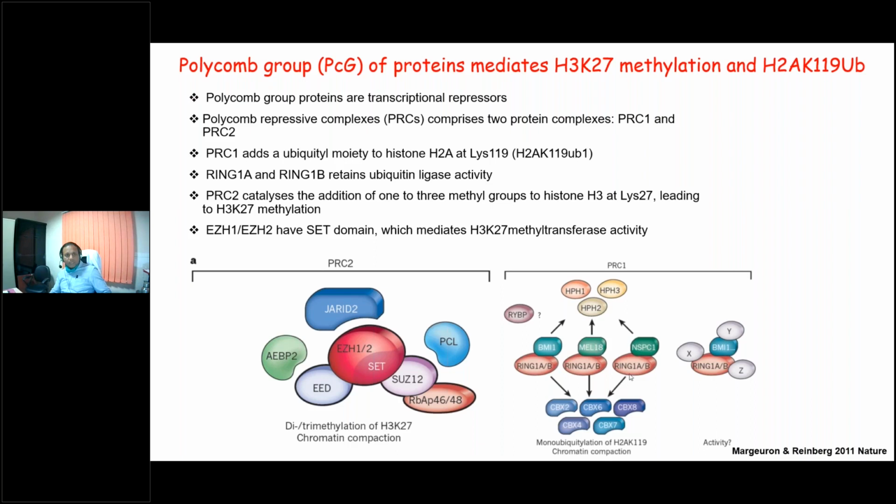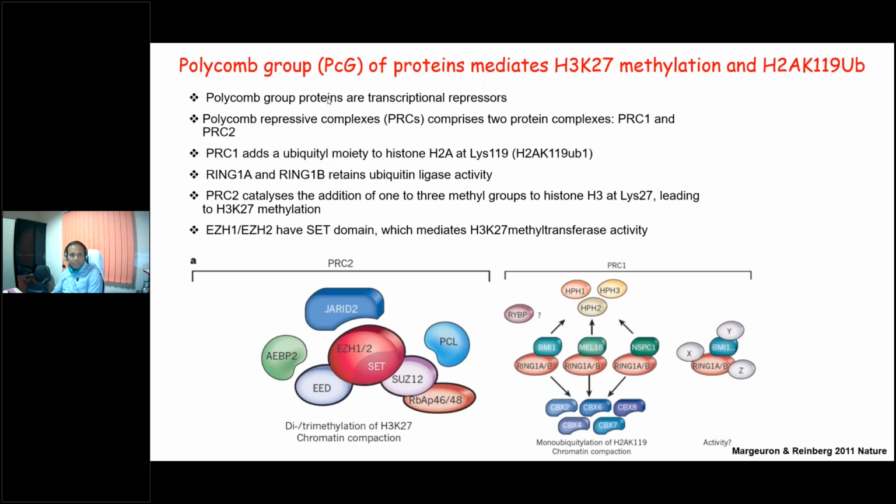polycomb group of the proteins, like I said, H3K4 trimethyltransferases are always transcriptional activators. Histone acetylation is always a transcription activator. Similarly, PRC-mediated H3K27 trimethylation is a repressor mark. So if this mark is present, the gene is not active. The gene is repressed.